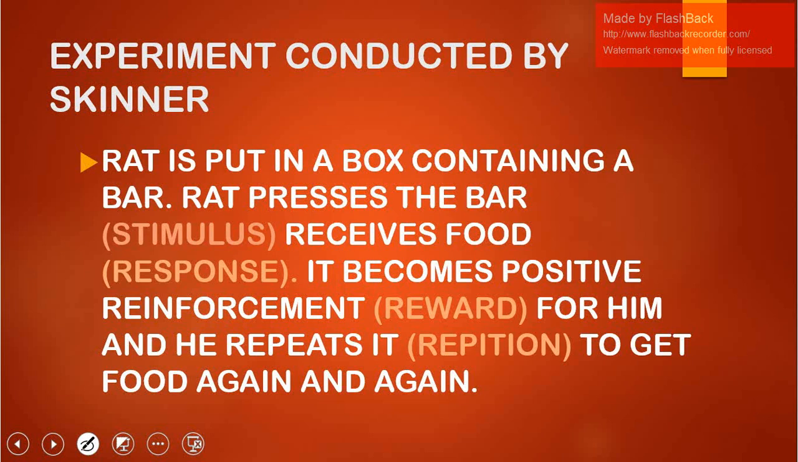So this was the whole experiment, and according to this we can think that the rat is the baby. We're just exemplifying it. The rat presses the bar, speaks the correct grammar, that is the stimulus, and receives food, I mean is rewarded. It becomes positive reinforcement, the reward for him. He repeats those correct words and correct phrases, and this is how a baby learns the language. We can relate this whole experiment with language learning in this way.